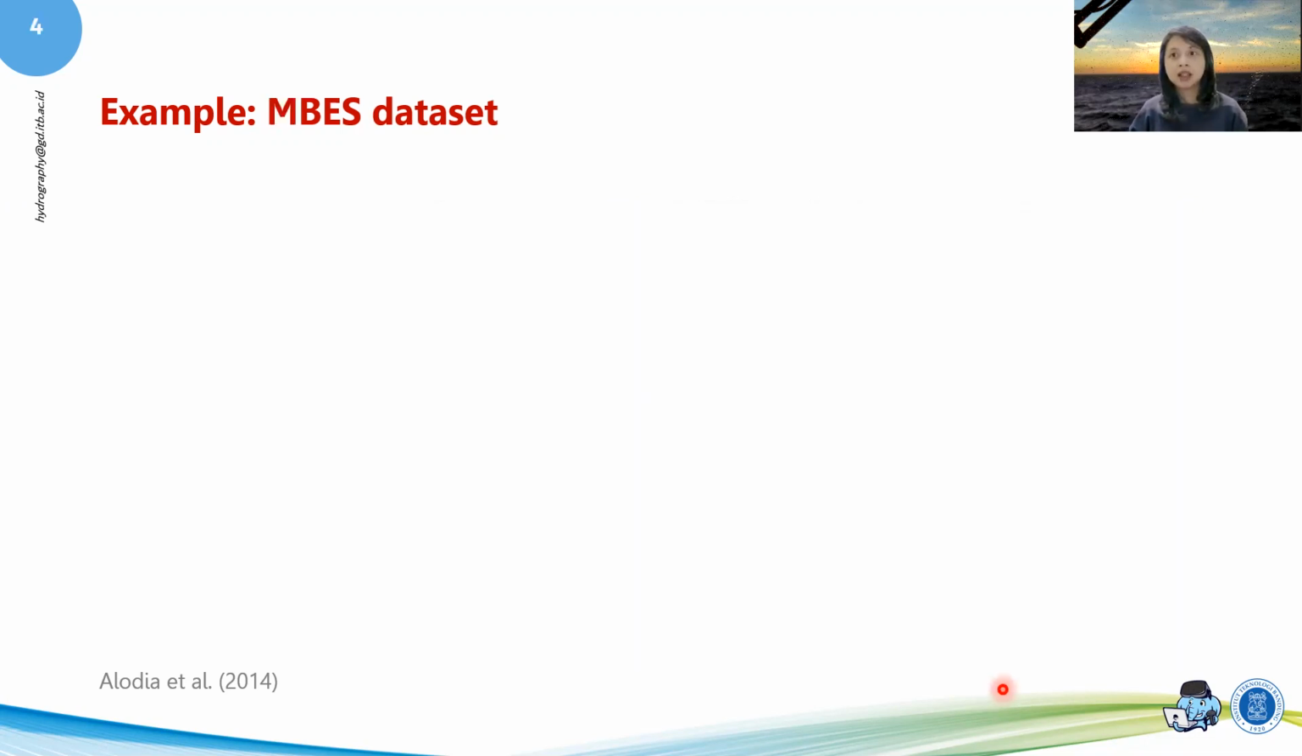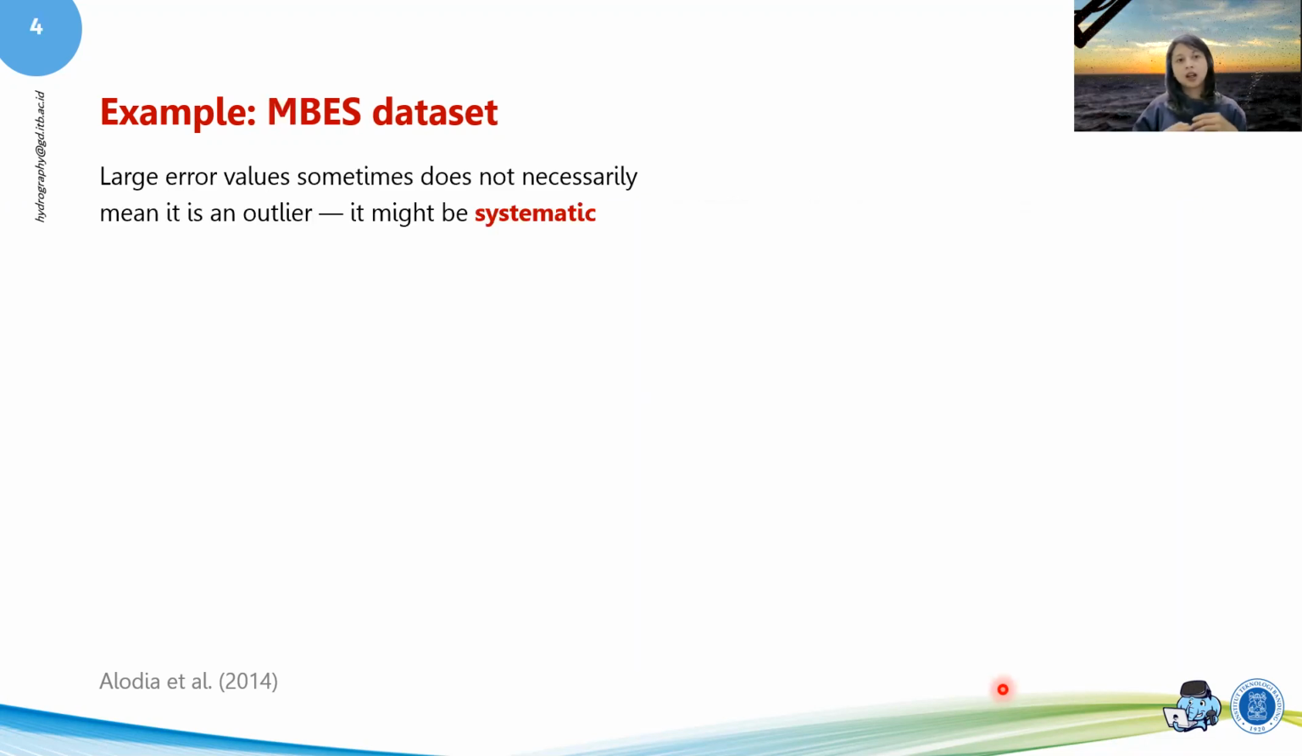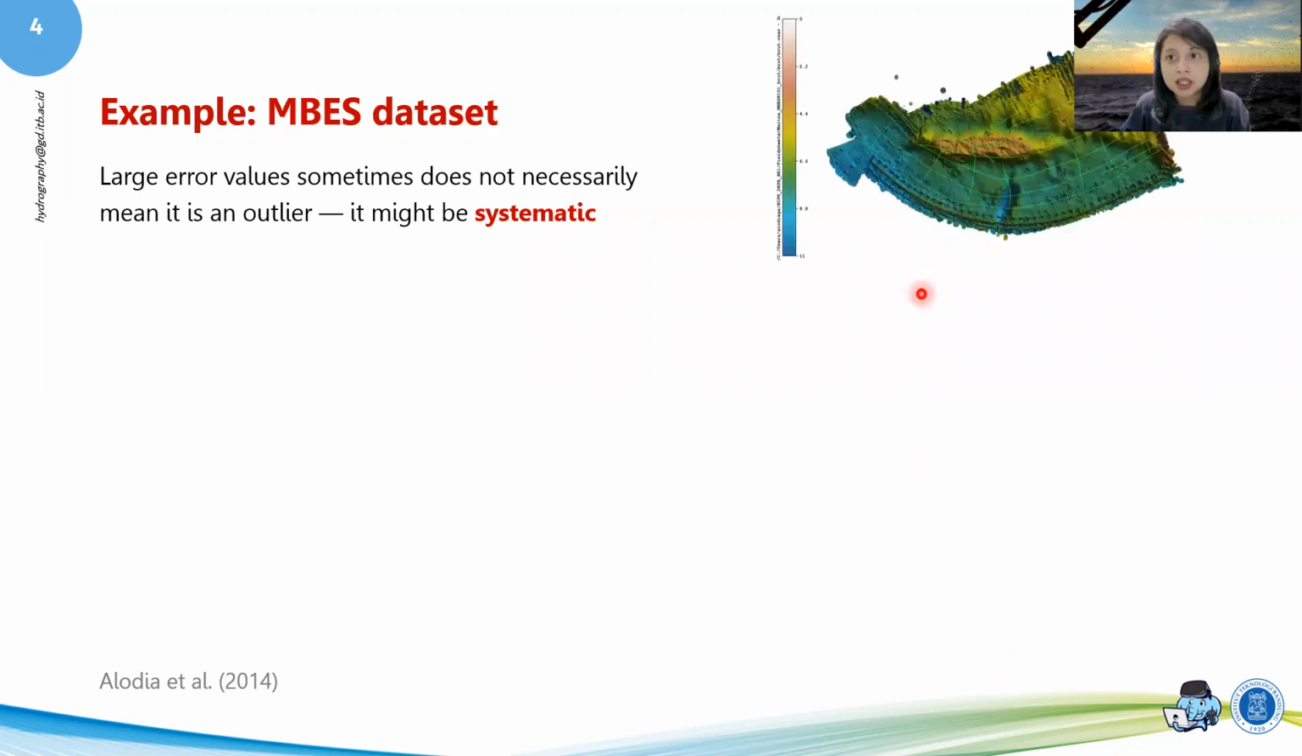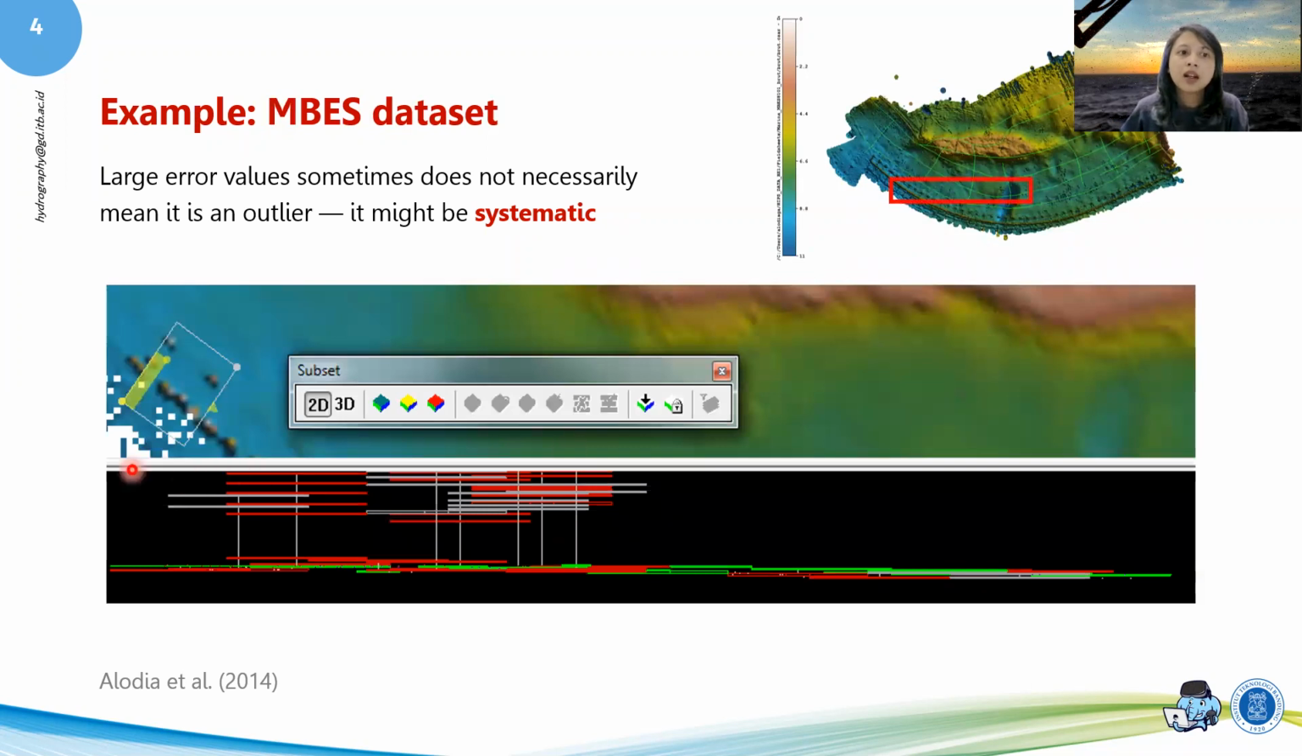And how about the multi-beam dataset? In a multi-beam dataset, some large error values are not necessarily outliers. They might be systematic because, as you can see, in multi-beam bathymetry, you've got the swath and then you've got the attitude of the vessel. So sometimes it's not necessarily wrong, but it might be because of the movement of the vessel itself. For example, at the top right in here, I hope you can see this, although some of it is covered by my face. We're going to focus on this area. And if we zoom in, we see some spots that probably don't make any sense.